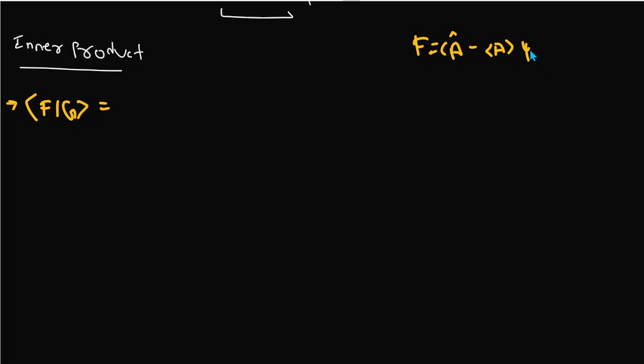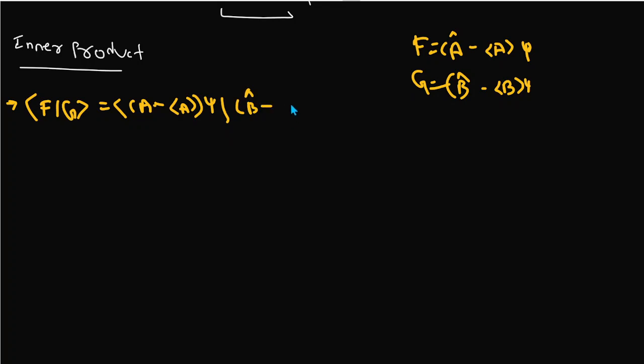Psi. This is what your F is, and G is also similar. For G, we have B cap minus the expectation value of B in psi. So let's do this in Dirac notation. It looks like A cap minus, then bracket psi, this long, then B cap minus B operator, bracket psi. This is how we are going to use the Dirac notation.